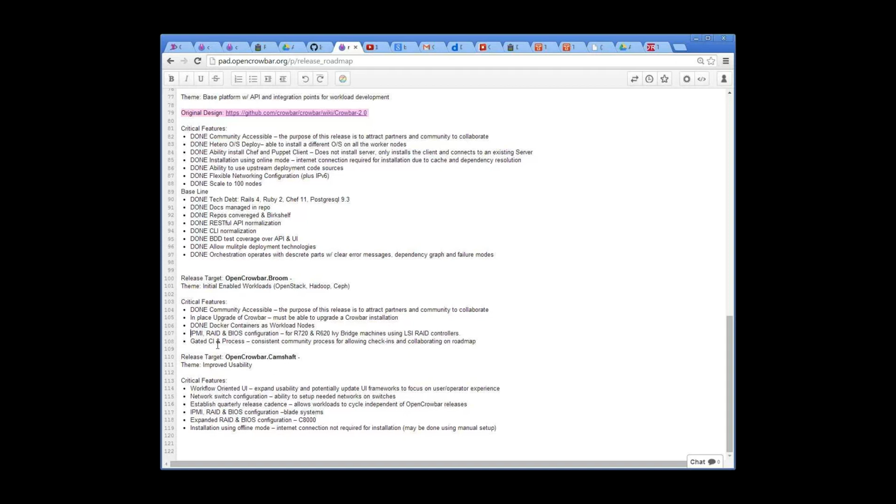we're in progress on gated CI. Upgrade is something we have not yet worked on. At some point we need to think about that. And then the other thing we were supposed to be doing is enabling workloads. Rewrite Ceph would be an alternative for that.